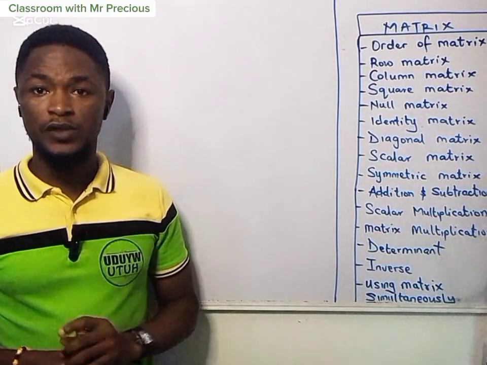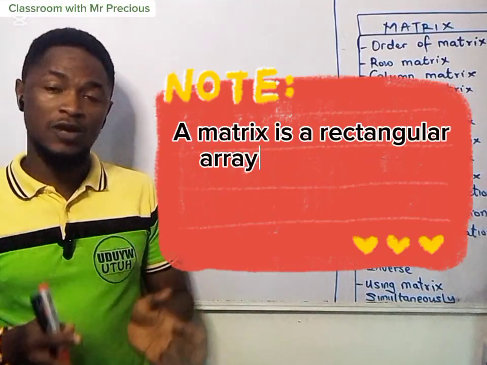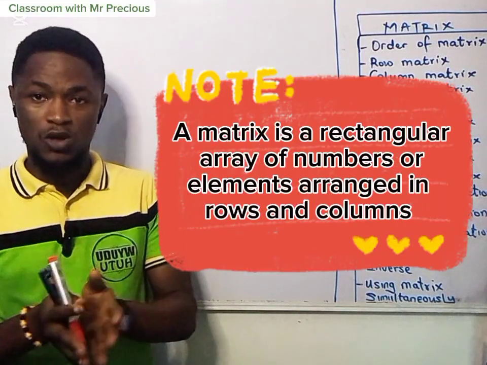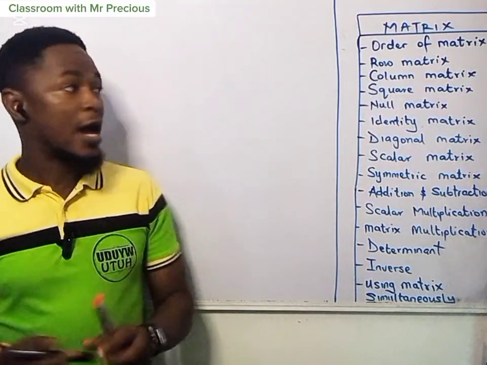So a quick video on matrix. What is a matrix? A matrix is just a rectangular array of elements or numbers that are arranged in rows and columns.